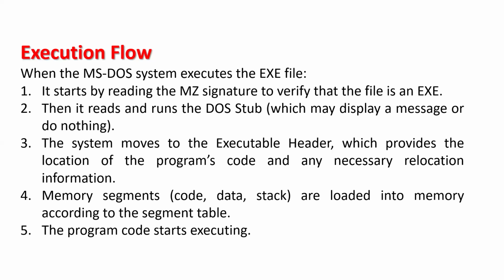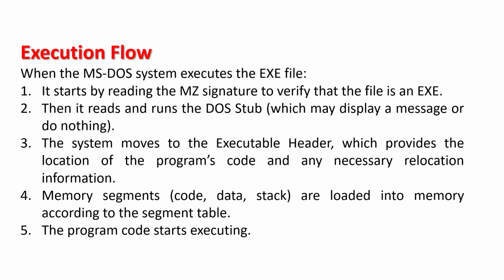Now, these segments are to be set up. So, what do MS-DOS exe files have? These EXE files generally are divided into segments, typically 64 KB in size, which may include a code segment, data segment, and stack segment. The loader arranges these segments in memory based on the segment table.